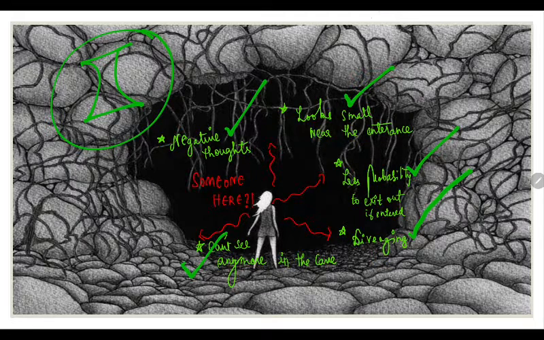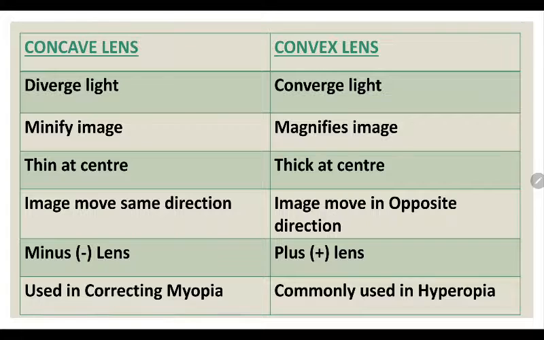concave lens. So she has negative thoughts, she looks small or thin at the center, she has lesser probability of exiting out if she entered, diverging, and she cannot see any longer distance. So have this in mind, and let us go to the next part. Now here we see the differences.